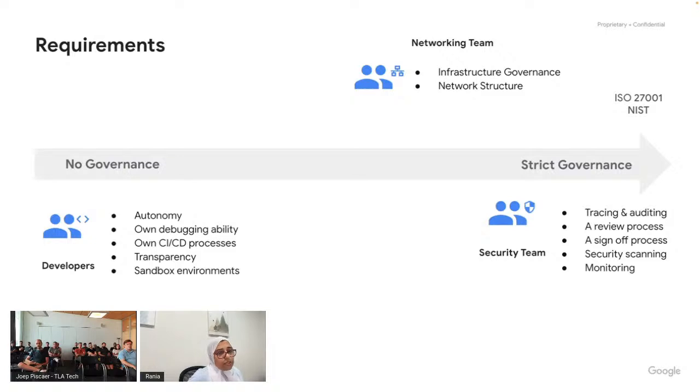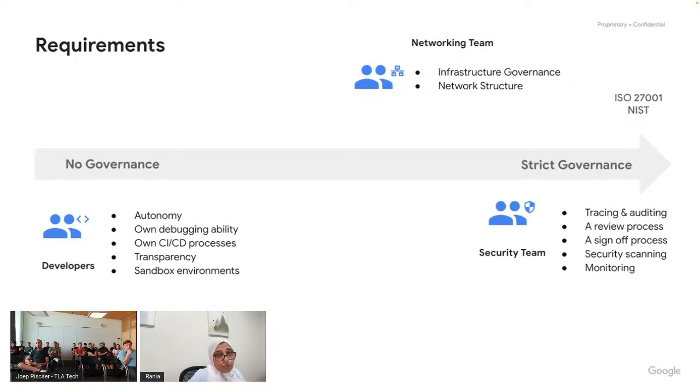The stakeholders definitely have different concerns and different requirements. The network team is focusing on the infrastructure, on the governance of the network and the structure, who has access to the network itself, and the topology of the network. While security is more concerned with the auditing and the sign-off, making sure that none of the processes or services get promoted to a specific environment except after approvals and sign-off.